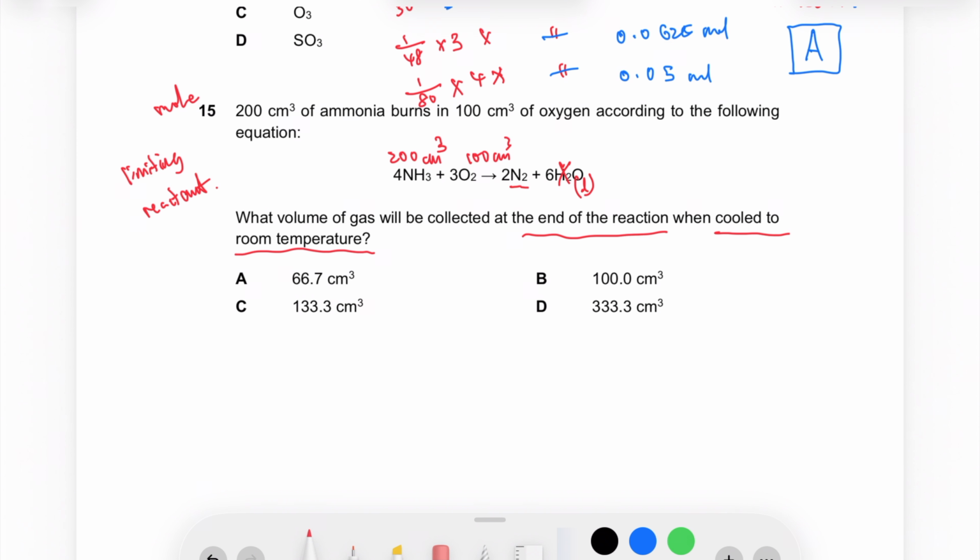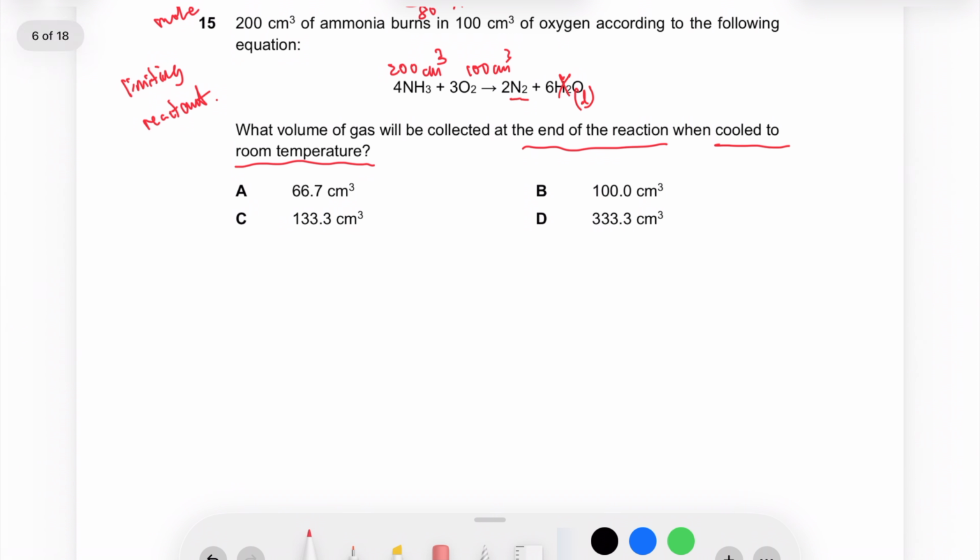Alright, so let's do the mole ratio. NH3, O2, 4:3. So if ammonia, I have 200 cm cube, this one I need oxygen, I need 150 cm cube. Okay, so both are gases, so you can just do your volume ratio. You don't have to do mole ratio. Okay, only for gases compared to gases. So I need 150, but the amount of oxygen I had is only 100, so they are not enough. Okay, so means my oxygen will be the limiting reactant.